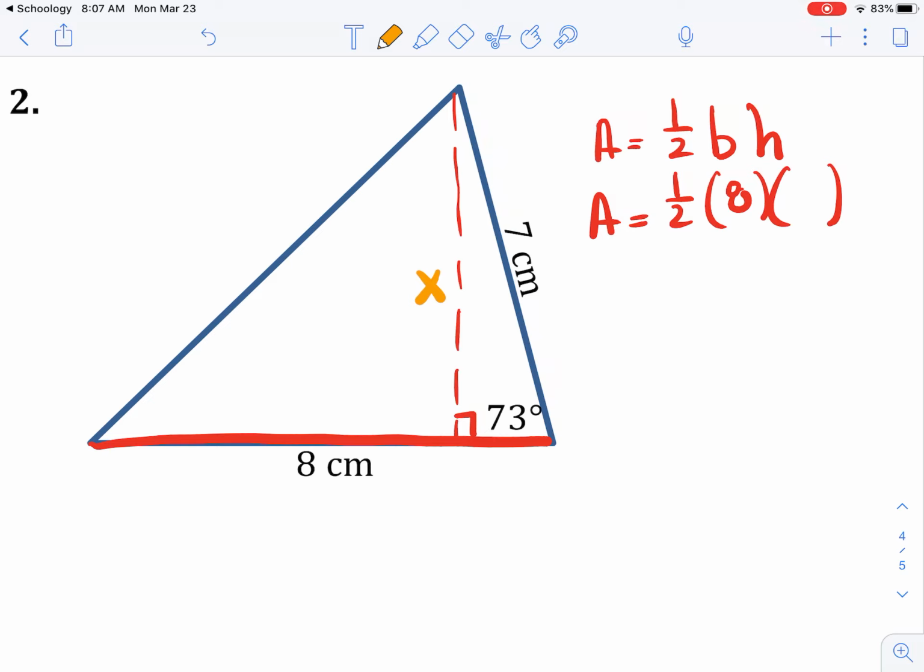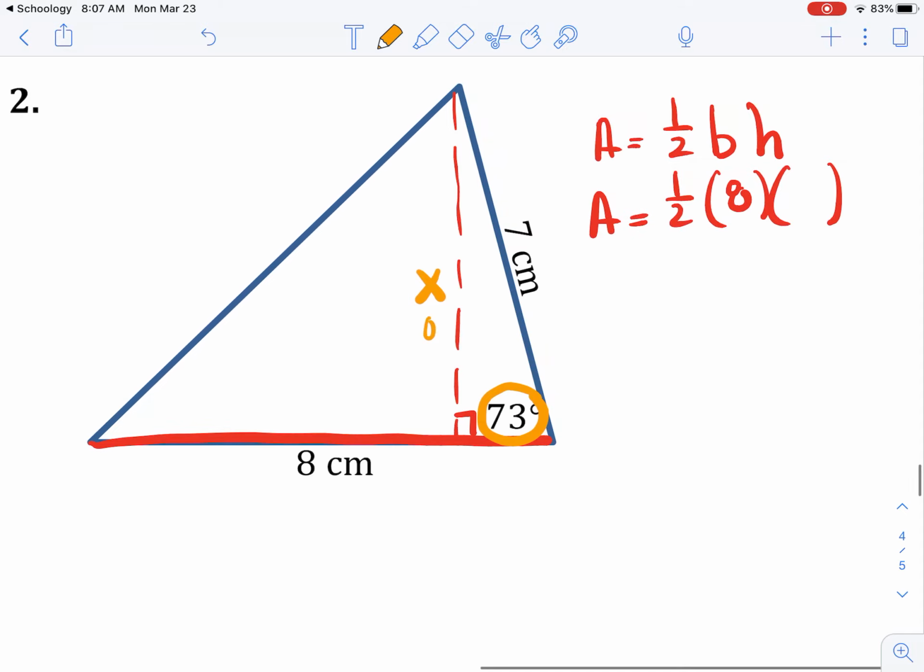Now, I can't use Pythagorean theorem to find x because remember, you need 2 out of your 3 sides of your right triangle to find one missing side. But I was given this angle right here is 73. What can I use to find x? If you guessed SOHCAHTOA, you're right.